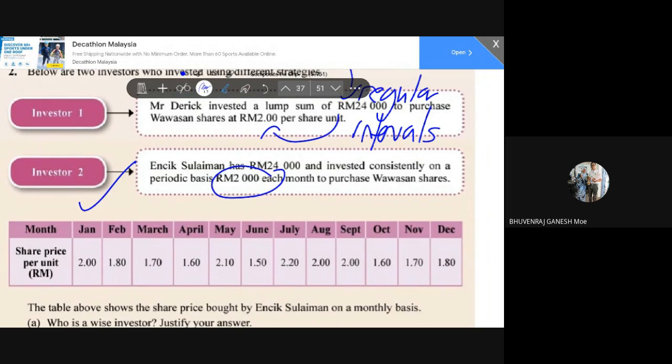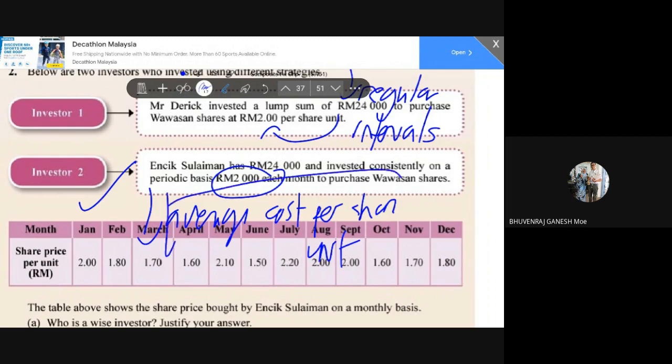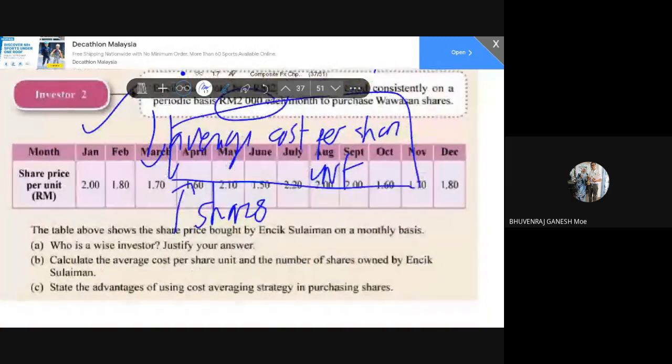So I'll share mine. You can basically say you will have a lower average cost per share unit. Means indirectly you tell the advantage of cost averaging strategy, because you say investor two, which is using the cost averaging strategy. So we tell the advantage of using it, which is lower average cost. Or you can say more number of shares you can get. So that's two more suggestions you can have from here.